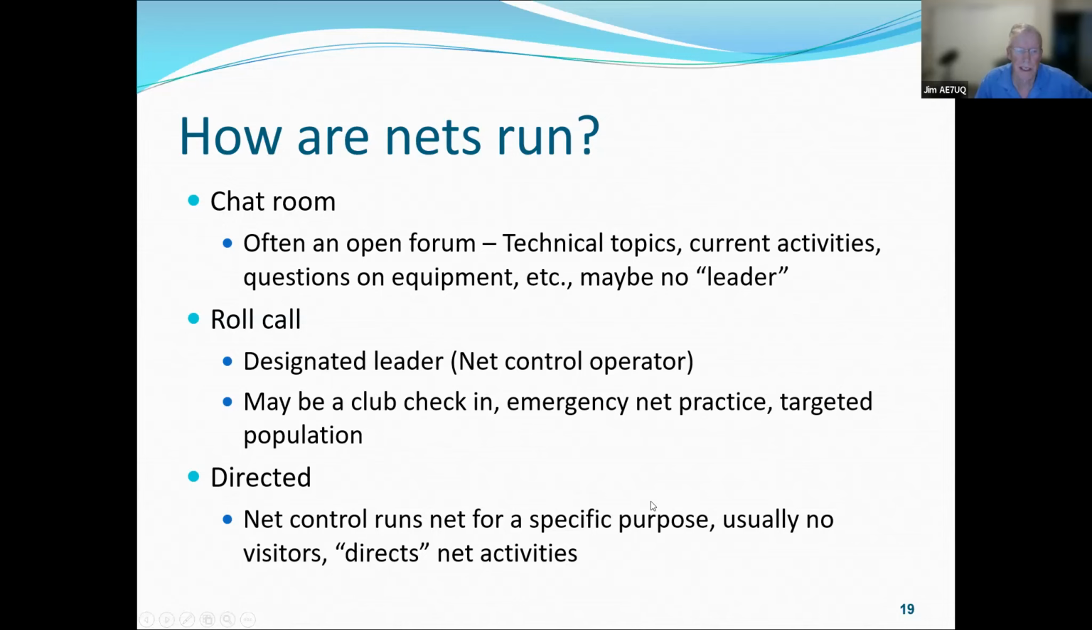And particularly on emergency practice nets, there'll be what they call a directed net, which means that somebody is specifically running the net. He or she is in control, and you basically follow their instructions. This is particularly important in an emergency where somebody is making sure that everything is taken care of. So, for example, if you're checking into a net where somebody is the net control and it's a directed net, you can say, okay, I'm checking in.